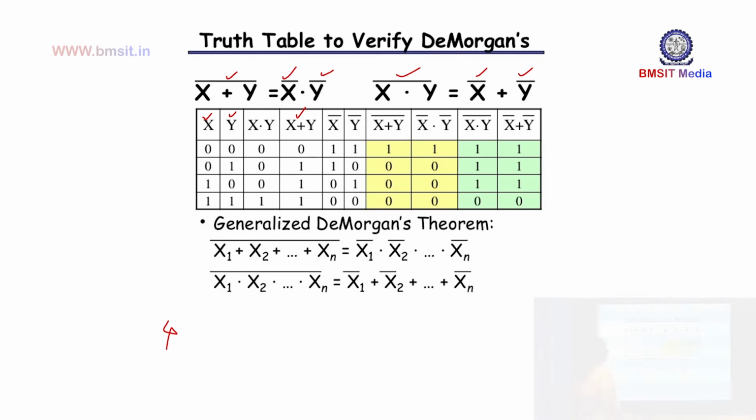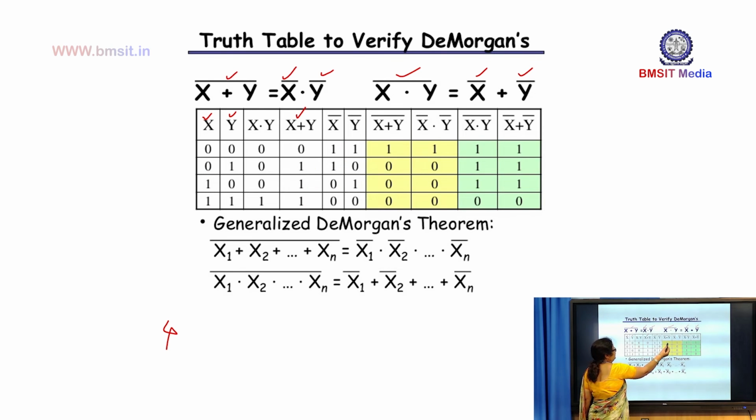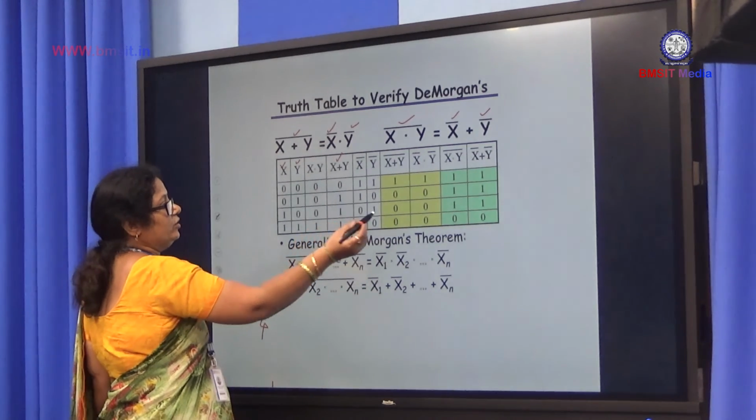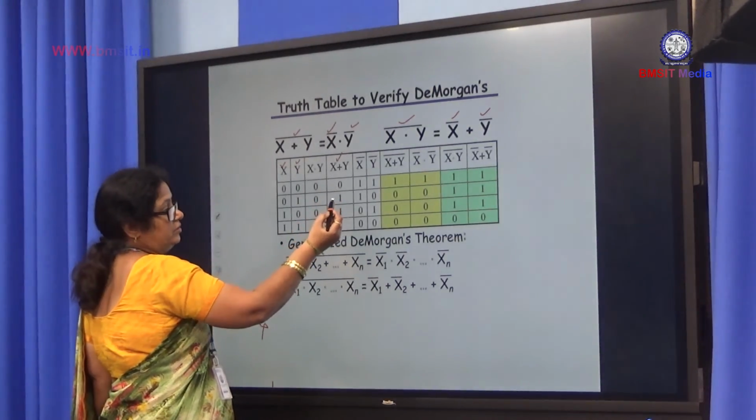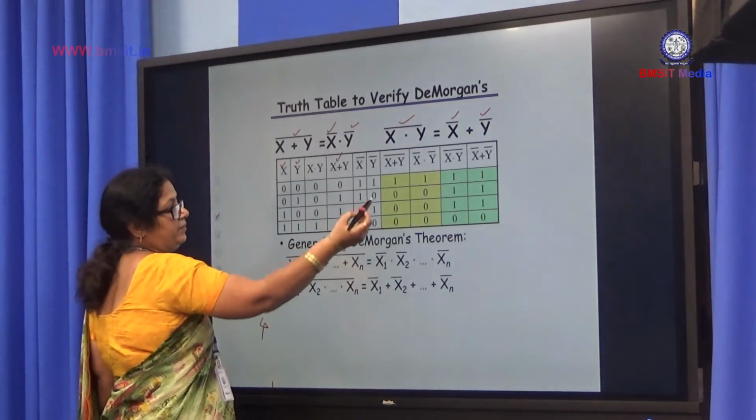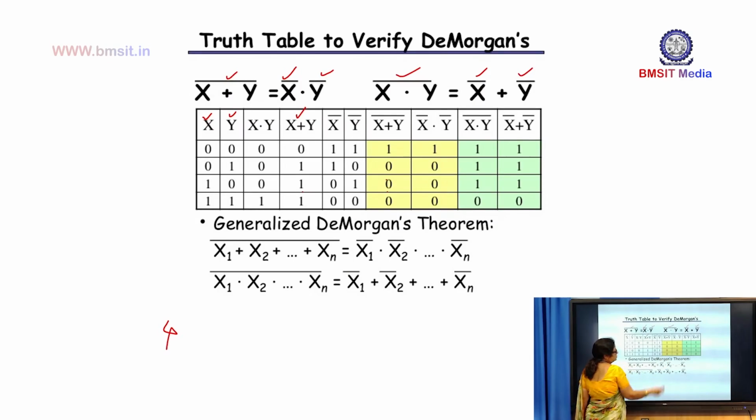Okay. Now, we will calculate x plus y whole bar. You have already calculated x plus y, just take the complement of this column. It is 1, 0, 1, 1, 1. So, the complement will be 1, 0, 0, 0. So, that column is filled.